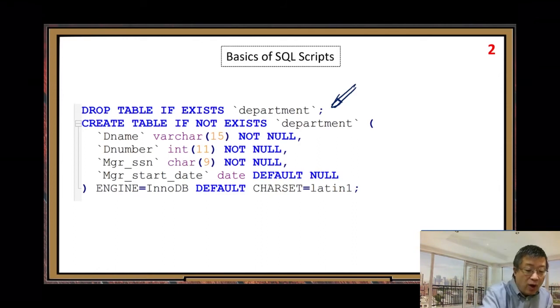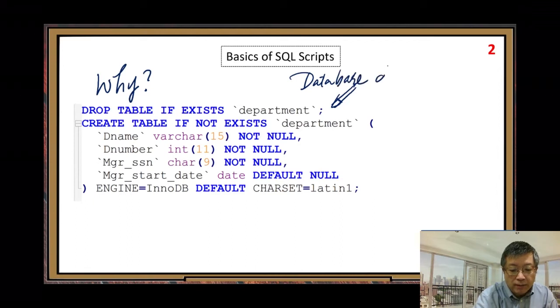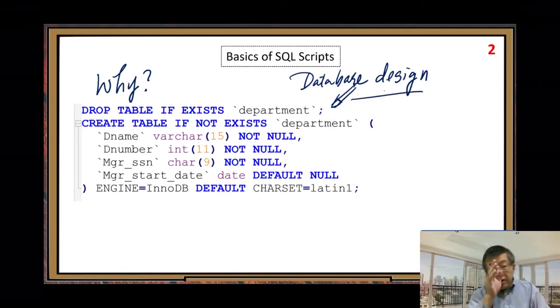But the question is why we do that, right? Why do we drop? Here, let me give you the story behind it. This line is quite useful when you do database design. Because at the database design stage, you need to modify some of the tables in your database frequently, right?